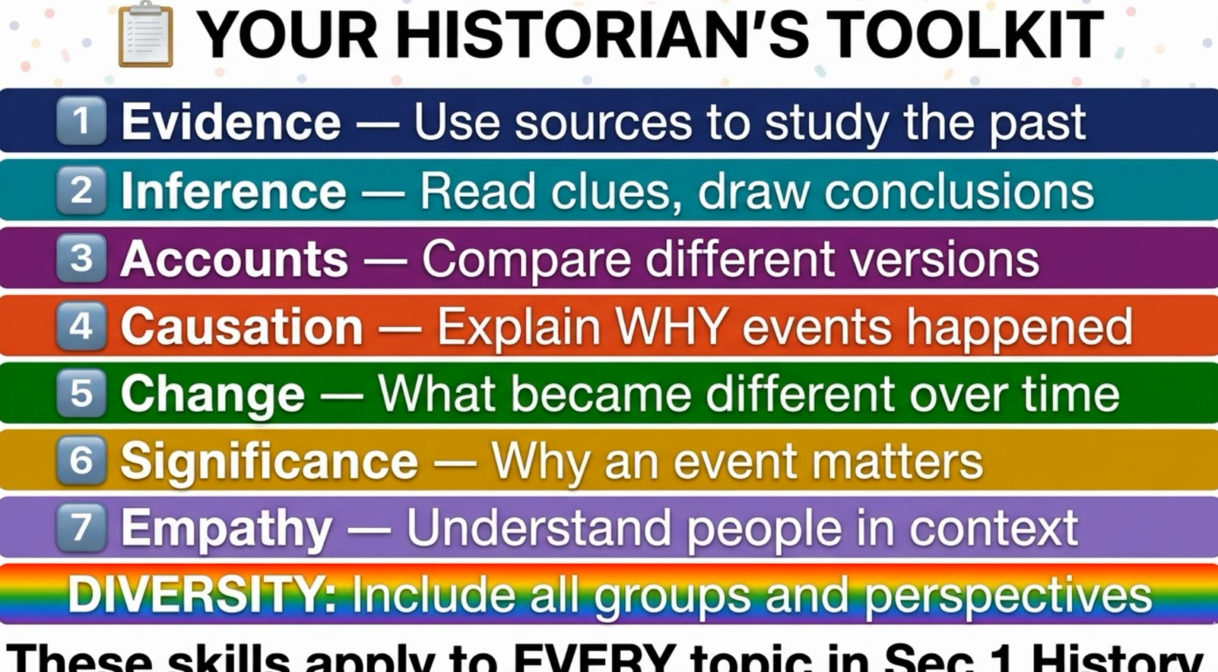Evidence is the information historians use to study the past. Without it, history is guessing. Inference means reading clues from evidence and drawing a conclusion about what it suggests. Accounts are different versions of the same event, shaped by different experiences and perspectives. Causation is about explaining why events happened, including both short-term triggers and long-term background causes. Change and continuity looks at what became different and what stayed the same over time. Significance asks why an event matters and who it affected. Empathy helps us understand people.